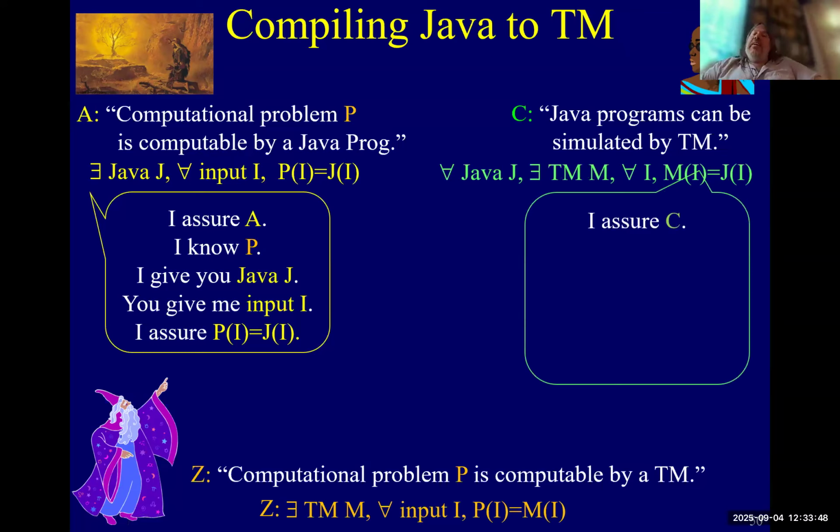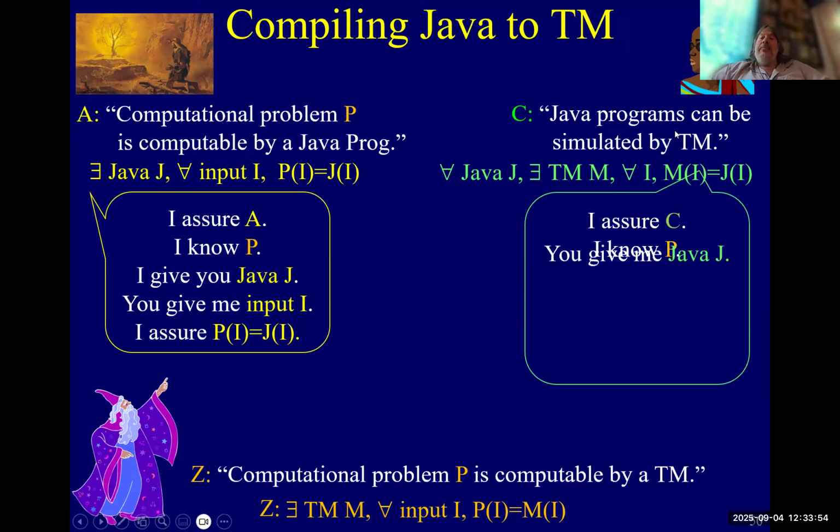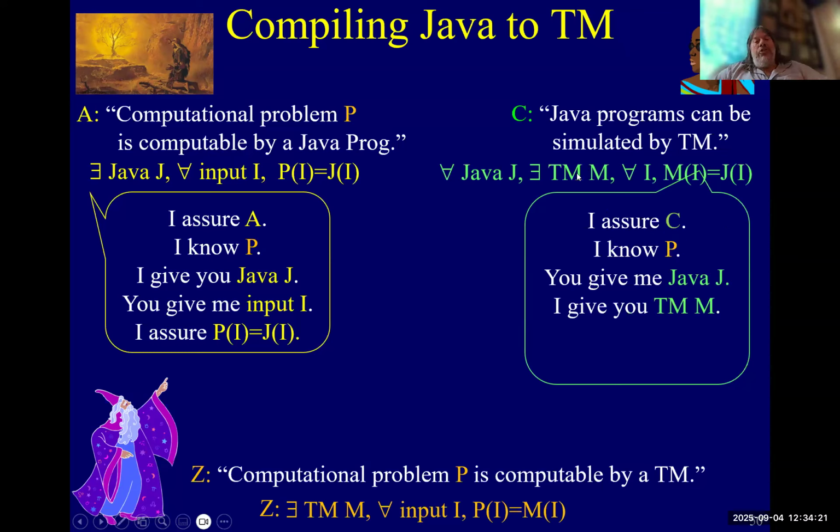Versus what is C Oracle doing? She's assuring us that Java programs can be simulated by Turing machines, right? She's saying all Java programs, you give me any Java program, right? If it's true for all Java programs, then you can give her an arbitrary Java program. And once you give me the Java program, remember she's a compiler, she's going to prove that there exists the Turing machine. How? She will construct the Turing machine from the Java program. She knows the Java program. She constructs the Turing machine.